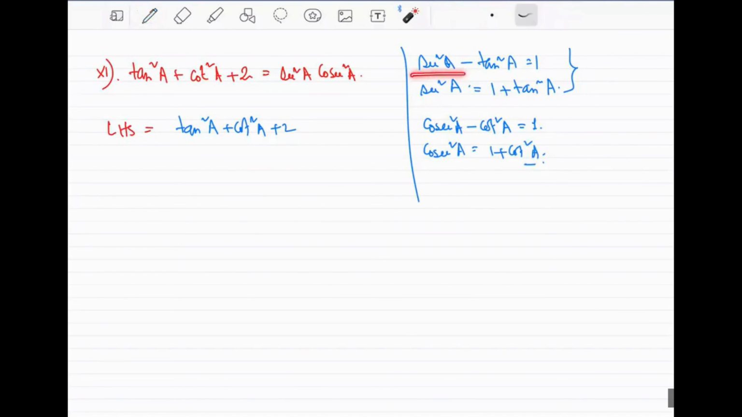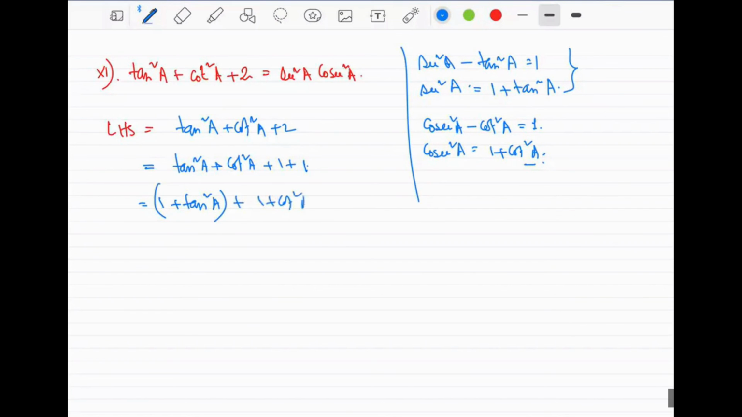We will apply these two formulas, one here, and the second one here. Simple, these two we will change into 1 plus tan square a plus cot square a plus 1 plus 1. Now we will combine like this: 1 plus tan square a plus 1 plus cot square a. This one is used here, this one is used here, tan square a here, cot square a.